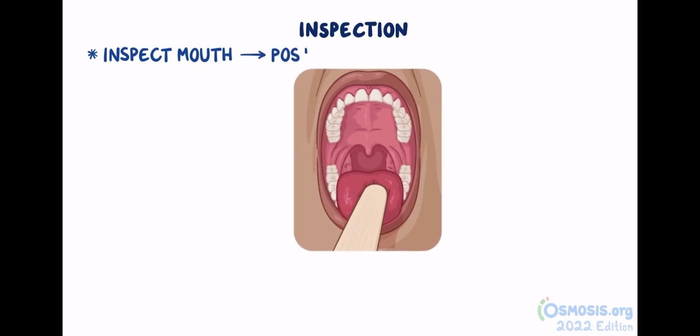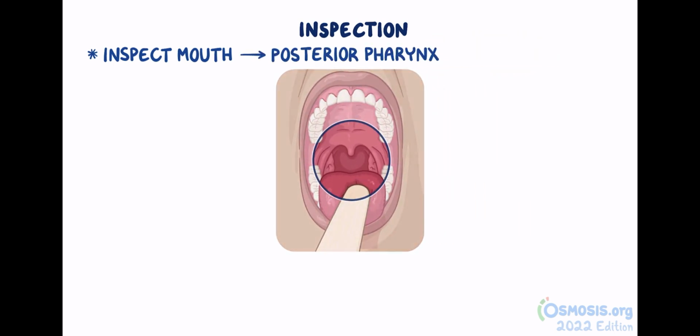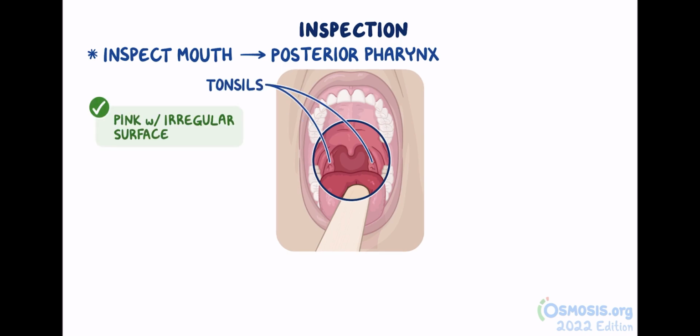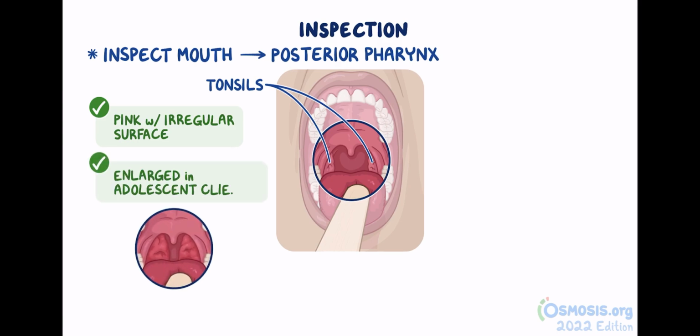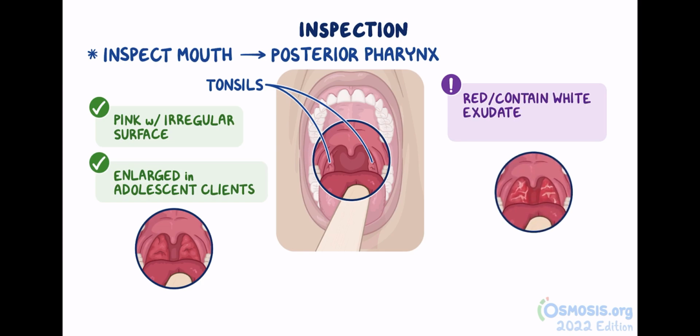Then, to best view the posterior pharynx, you can use a penlight. The uvula should be pink and dangle midline, and the tonsils, if present, should be pink with an irregular surface. It's a common finding for tonsils to be enlarged in adolescent clients. However, tonsils shouldn't be red or contain white exudate, as this is a sign of strep throat.